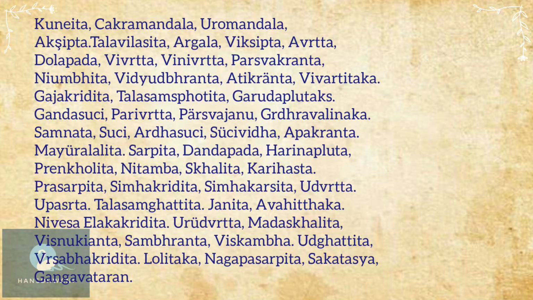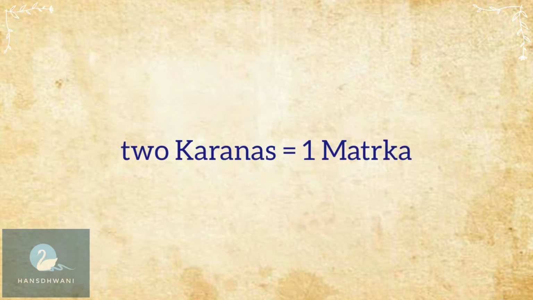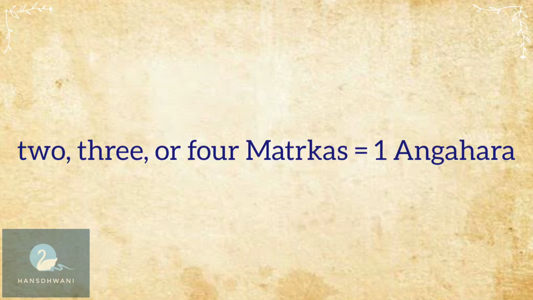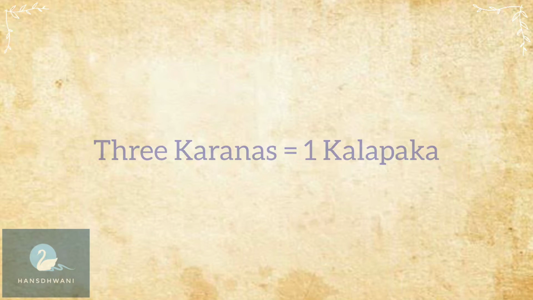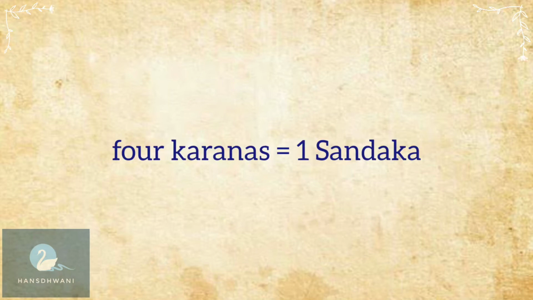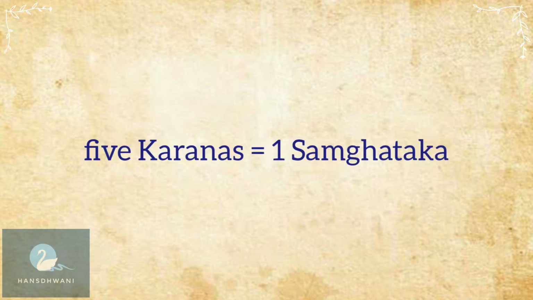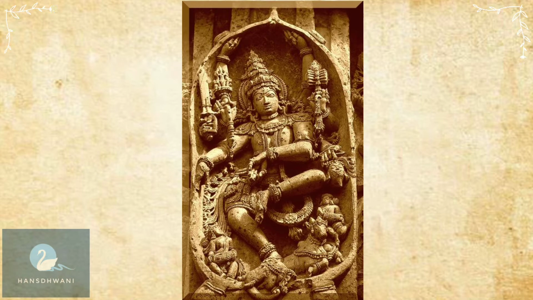There are 108 Karanas in number. 2 Karanas will make 1 Matrika, and 2, 3 or 4 Matrikas will make up 1 Angahara. 3 Karanas will make a Kalapaka. 4 Karanas will make a Sandanaka and 5 Karanas will make a Samghataka. Thus the Angaharas consist of 6, 7, 8 or 9 Karanas.